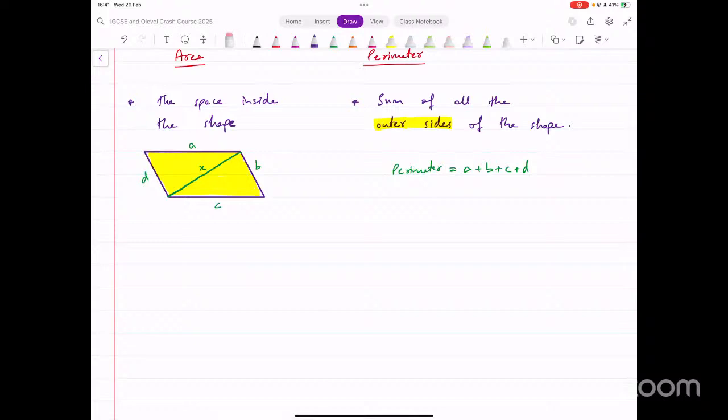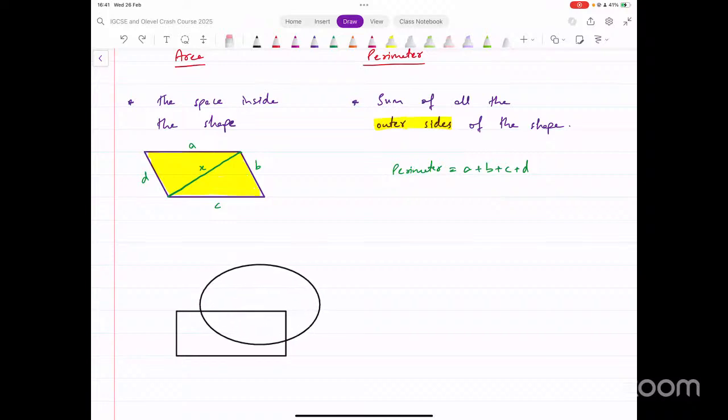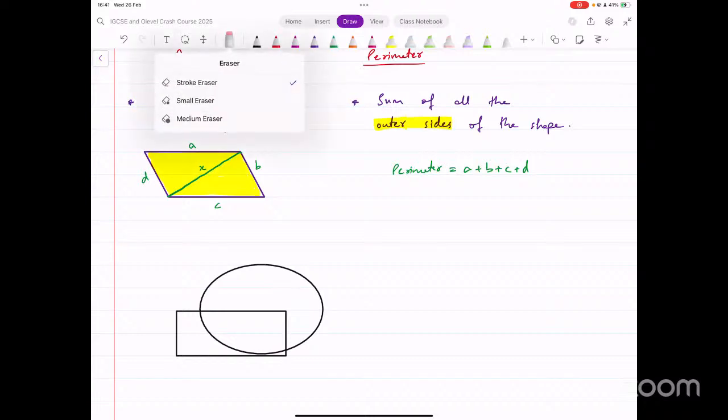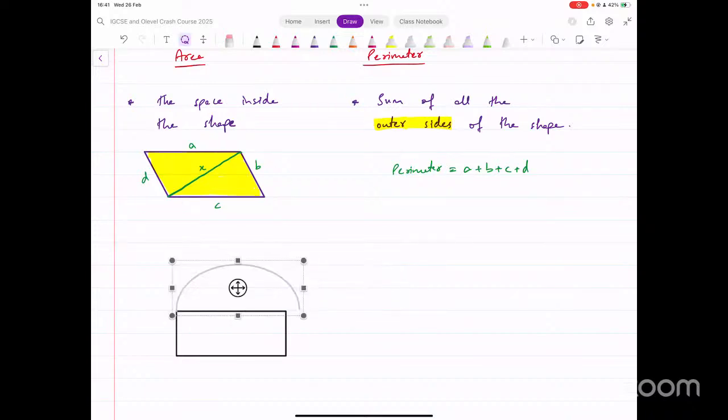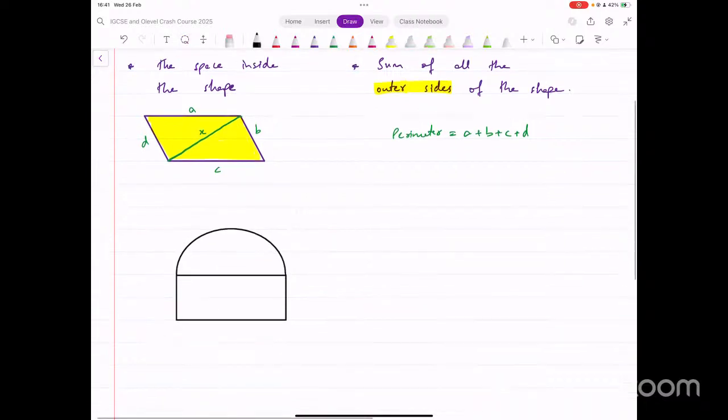For example, you might get a figure that looks something like this, that you have a rectangle, and then on top of this rectangle, you might have a shape like this. Now I'll correct that in a moment. First erasing this part. So on top of the rectangle, what you have is a shape like this. Right now, this is not something that we have a name for as such. Now if you had to find the perimeter of this shape, how would you do that?